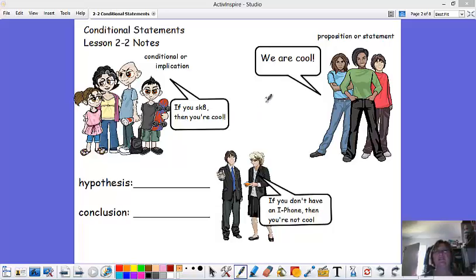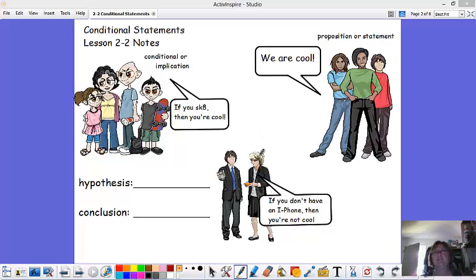We have to introduce you today, or reintroduce you, to a type of statement called a conditional. And we have some other vocabulary terms that we'll be talking about today, so this is a great day for note-taking. Lots of vocab, and maybe we'll learn some new words.